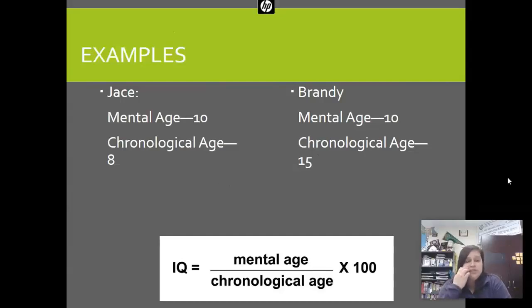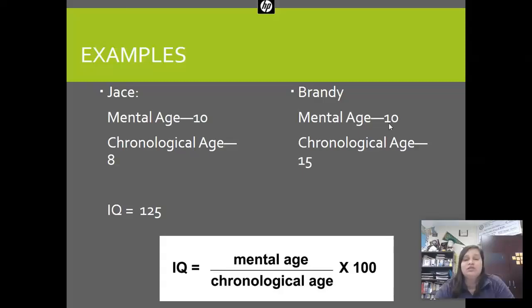So let's look at a couple examples here. We've got Jace, who has a mental age of 10, but his chronological age is only 8. So he is smarter than the average 8-year-old. So his IQ is 125 when we put it in the formula. You could predict that his IQ, even if you hadn't done the math yet, would be above 100 because his mental age was higher than his chronological age.